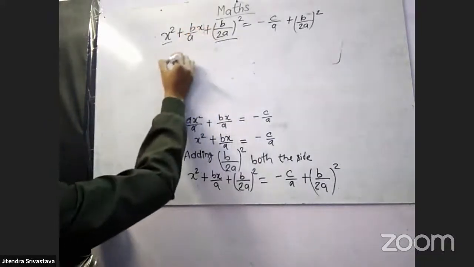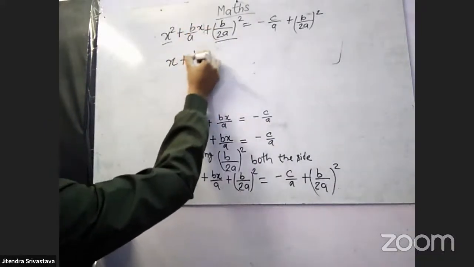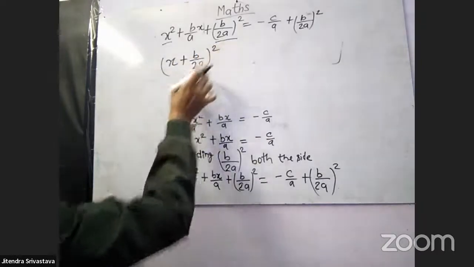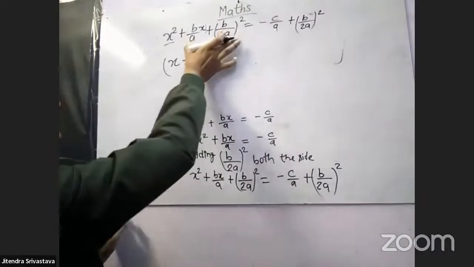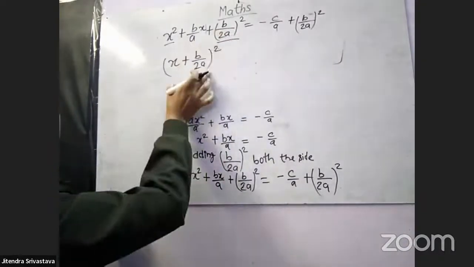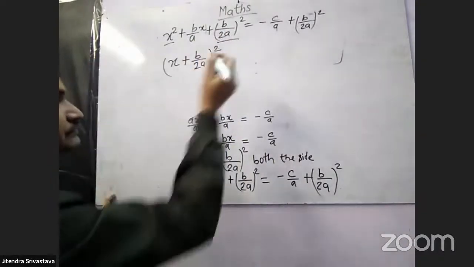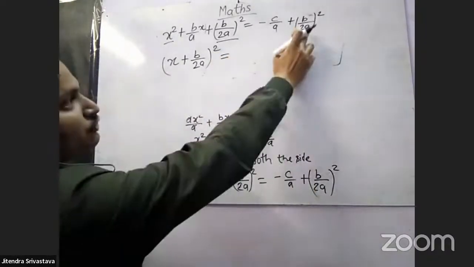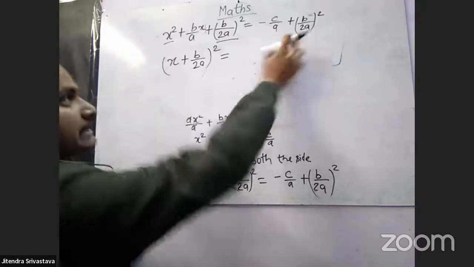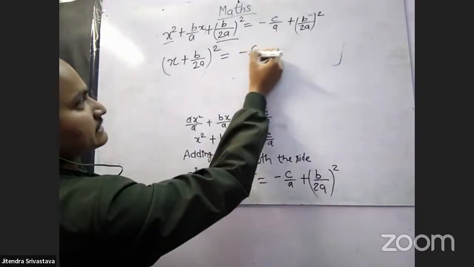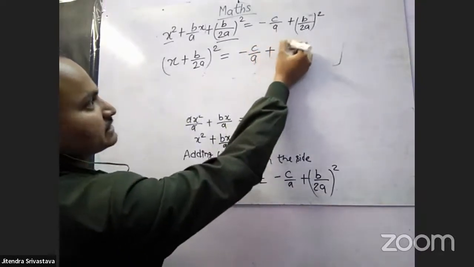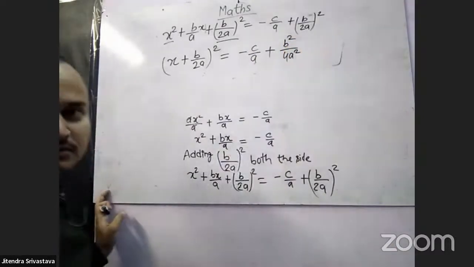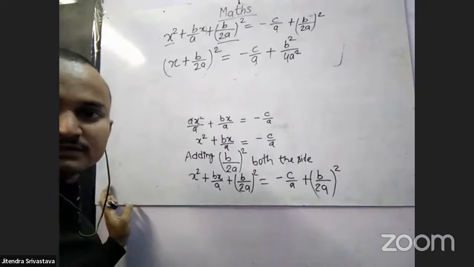So by that formula, we can write here (x + b/2a) whole square. When you open this, you will get this only. It is the shortest form of this. Now what we do? We will open this square bracket. It will become minus c by a plus b square upon 4a square. I hope you have understood this.